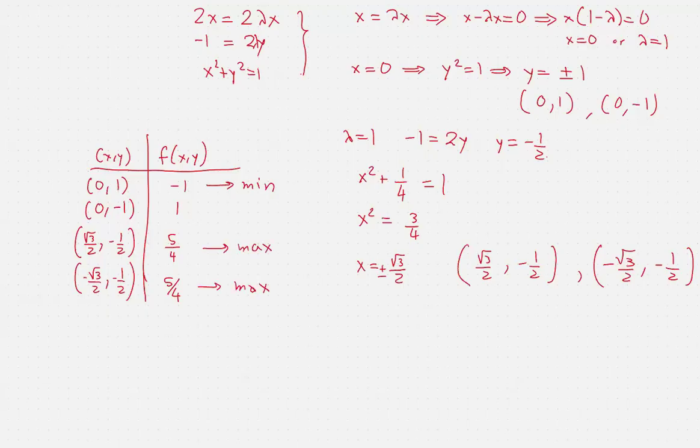So, it's good to remember that the method of Lagrange multipliers does not give directly minima and maxima, it gives critical points. And of course, we got 4 critical points. One of them was a minimum, 2 of them were maxima, and the other was neither.